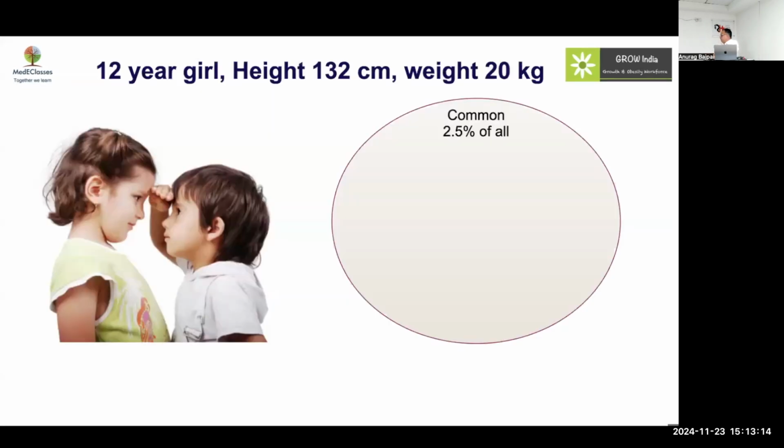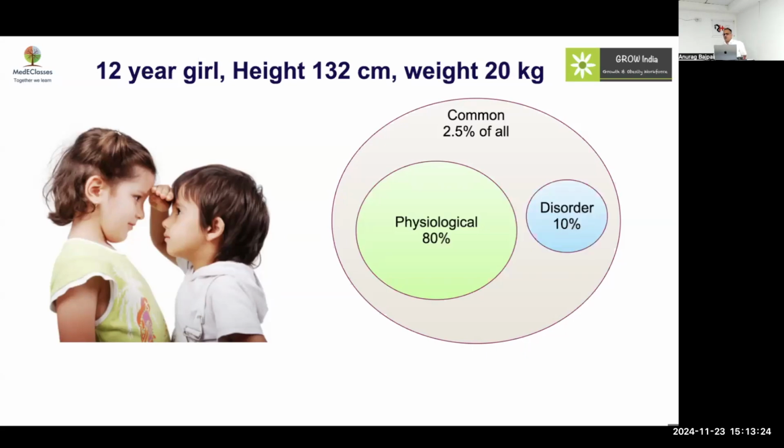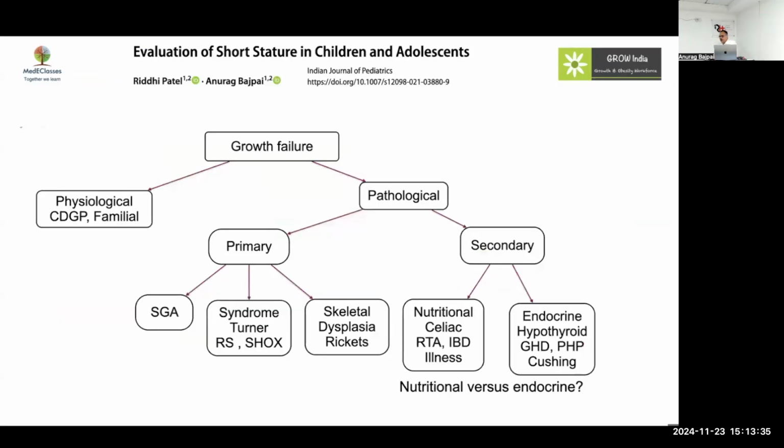So we have a child, a 12-year-old girl, height is 132 centimeters, weight is 20 kgs. It's a common problem. Around 2.5% of all children are short. Most are physiological; 10% have a pathology. So the task we have as a pediatrician is to decide which does not require a test and which requires a test in that regard.